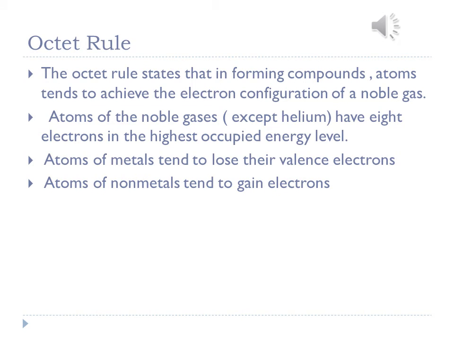Octet Rule. The Octet Rule states that in forming compounds, atoms tend to achieve the electron configuration of a noble gas. An octet is a set of 8. Atoms of the noble gases, except helium, have 8 electrons in the highest occupied energy level. For atoms to achieve a complete octet, atoms of metals tend to lose their valence electrons, while atoms of some nonmetals tend to gain electrons or to share electrons with another nonmetal.